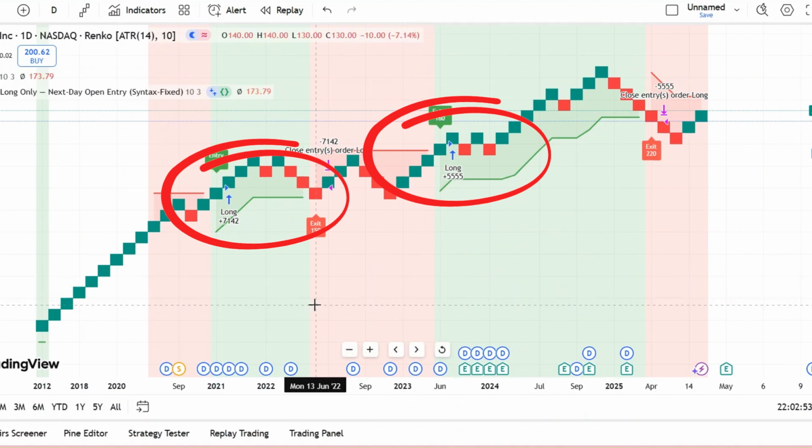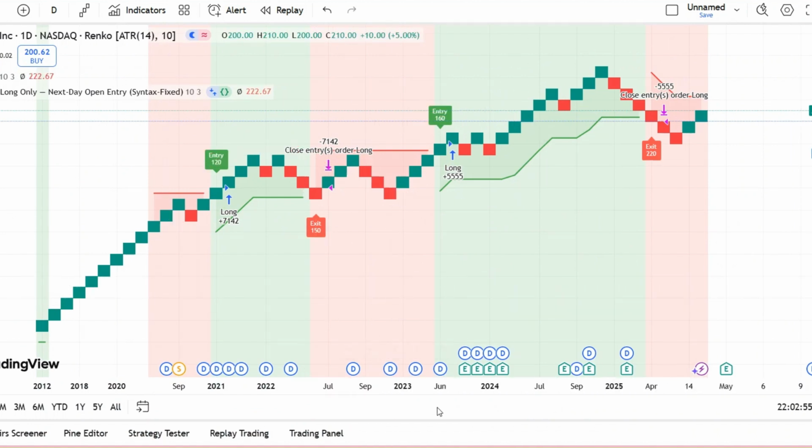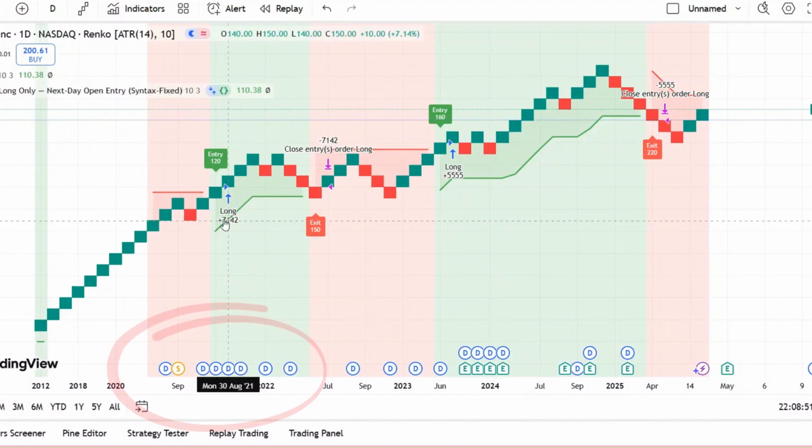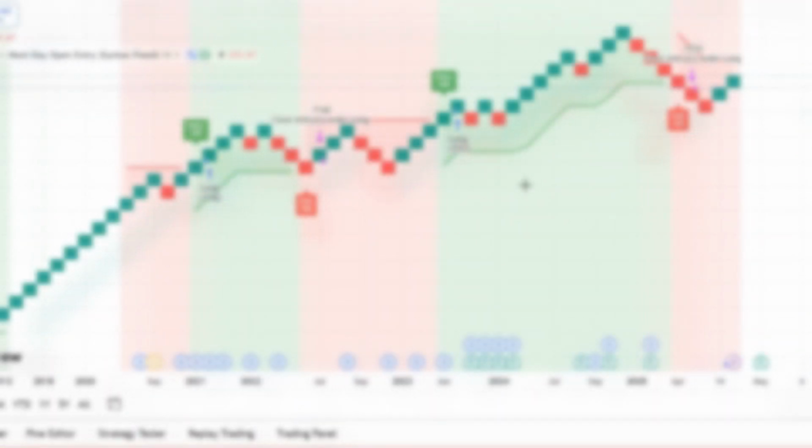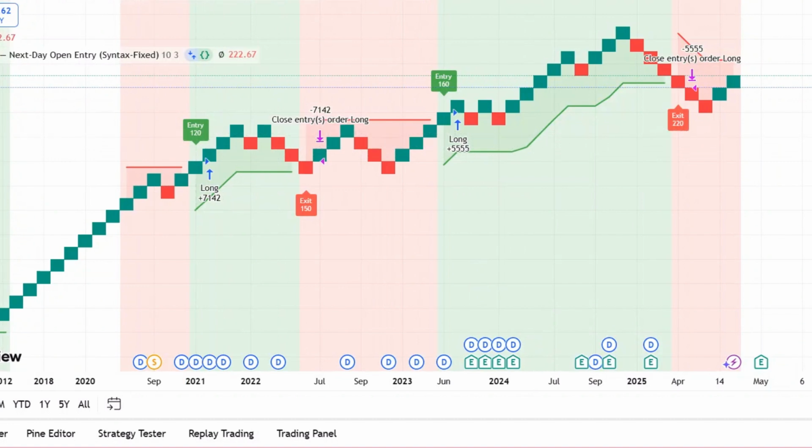Now, keep in mind, Renko charts aren't time-based. That means the strategy tester can't give us exact entry or exit prices. So the results are just approximations. Let's walk through the first trade visually.